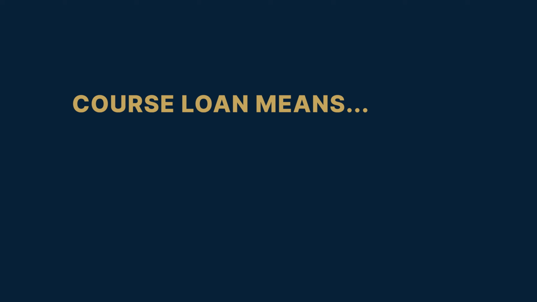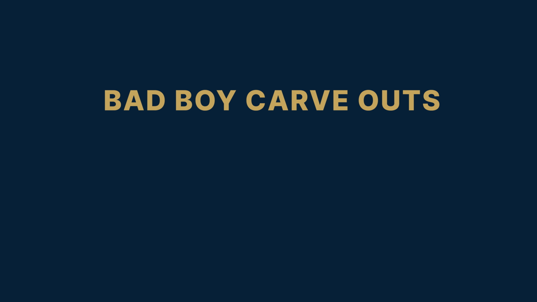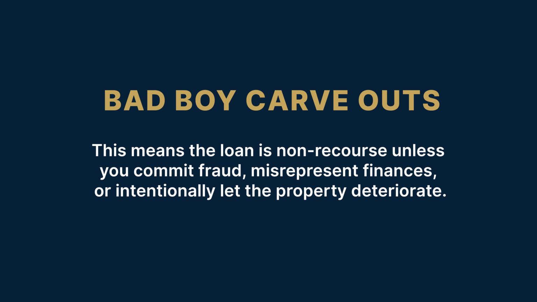On the other hand, a non-recourse loan means the lender's recovery is limited to the property itself. If the deal goes sideways, they take the property, but they can't pursue your personal assets. Now, non-recourse doesn't mean zero liability. There's almost always a personal guarantee with what's called bad boy carve-outs. This means that the loan is non-recourse unless you do something like committing fraud, misrepresenting your financials or the property's financials, or letting the property fall into disrepair intentionally. If you trigger one of these carve-outs, it becomes full recourse.